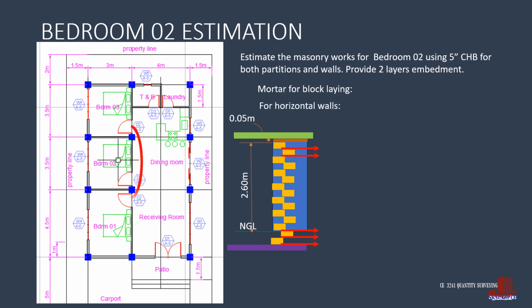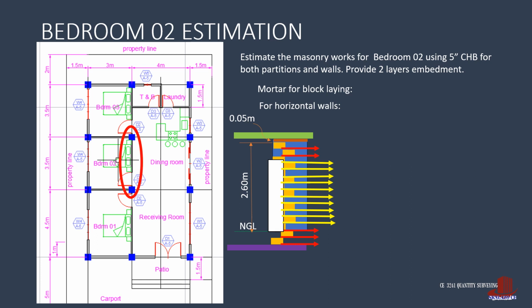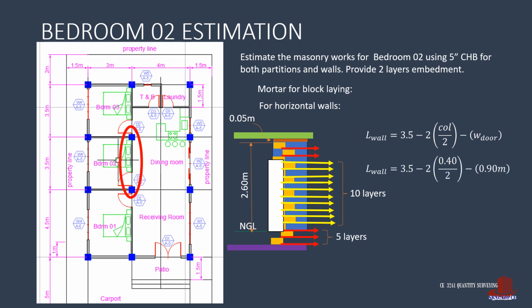The opposite vertical wall has a door opening. So using the complete number of layers, reflect the door opening with a standard height of 2.1 meters. This will then affect 10 layers, making the length of the layers shorter. The shorter length is measured as the on-center distance of 3.5 minus twice of half of the columns minus the width of the door. That is 3.5 minus twice of half of 0.4 minus 0.9, resulting to 2.2 meters.